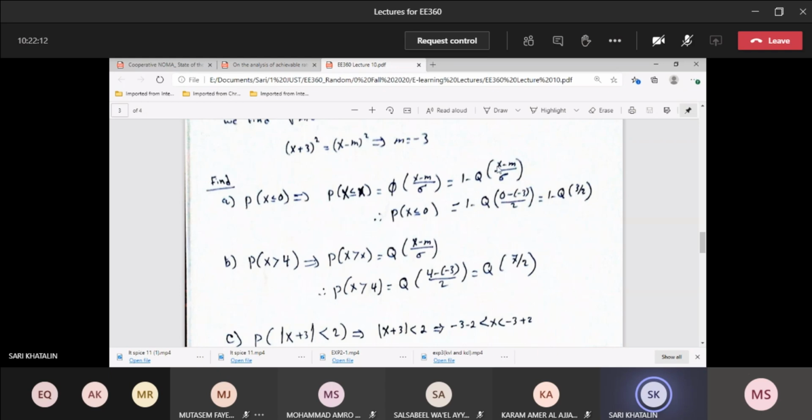In this case, x is equal to 0, so it's 0 minus m divided by sigma. Of course, m is minus 3, as you can see here, and sigma is equal to 2. So in this case, the solution for the first part, A, is equal to 1 minus Q of 1.5, or 3 over 2.